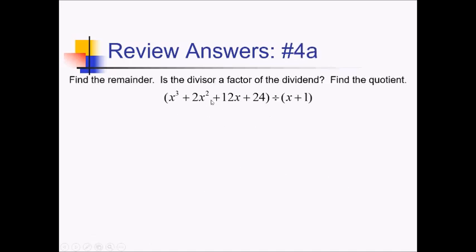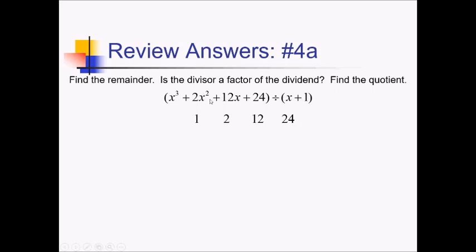For this problem, to find the remainder by doing this division, and also whether our divisor is a factor of the dividend and the quotient, synthetic division does all of that for us. So to start the process, we write down the coefficients of the dividend, the thing that's being divided. So we have a 1 for the 1x cubed, a 2 for the 2x squared, and then we have a 12 and a 24. And you should always check to make sure there's no missing terms, but there aren't.